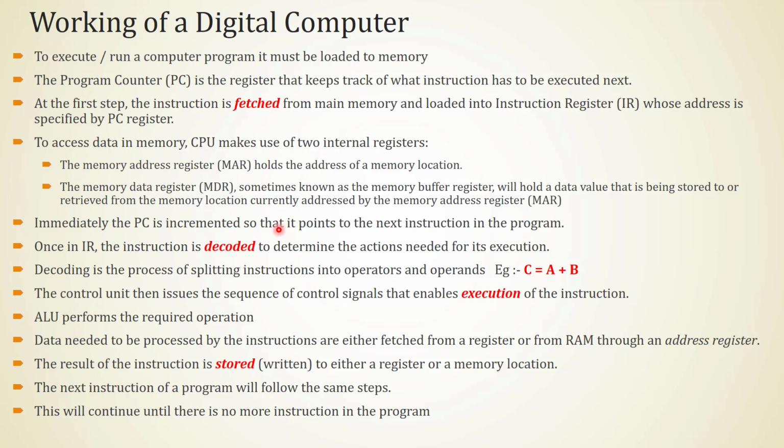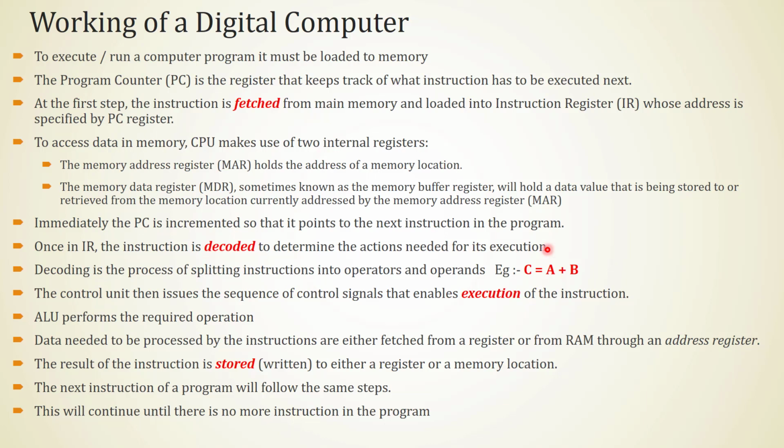Immediately the PC is incremented so that it points to the next instruction in the program. This step is actually a continuation of the previous step. After the instruction is fetched and stored in the instruction register, the program counter value will be incremented. Once in IR, the instruction is decoded to determine the actions needed for its execution.